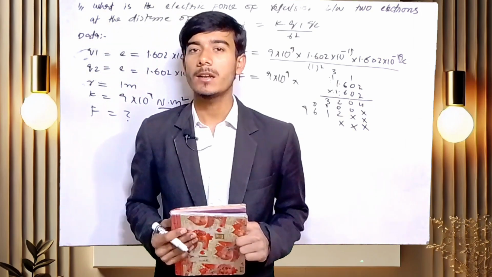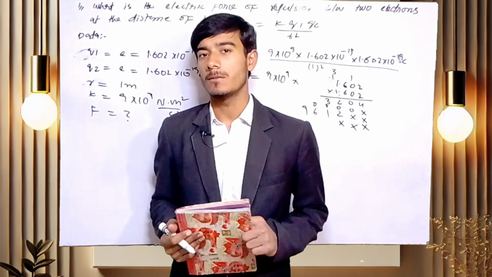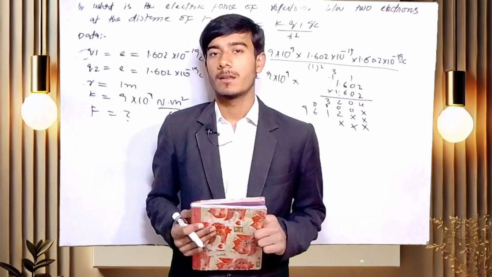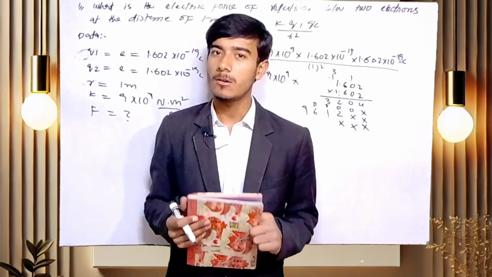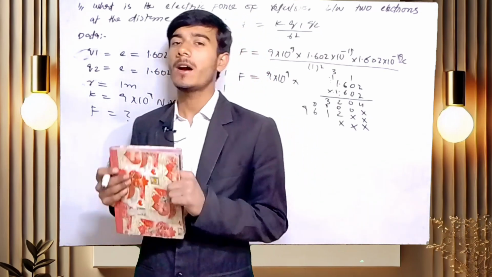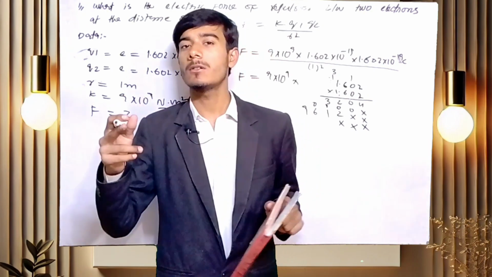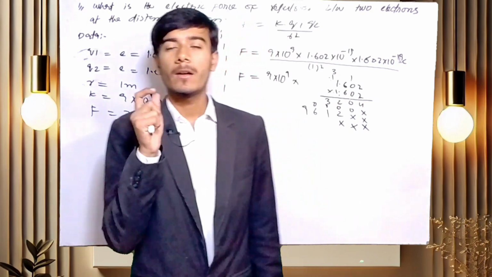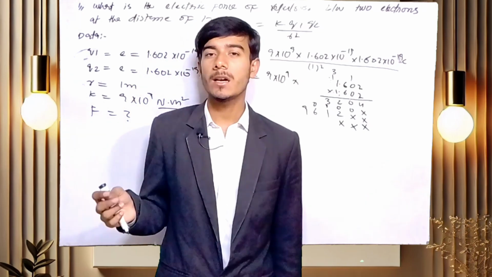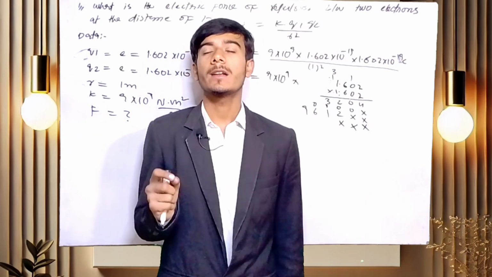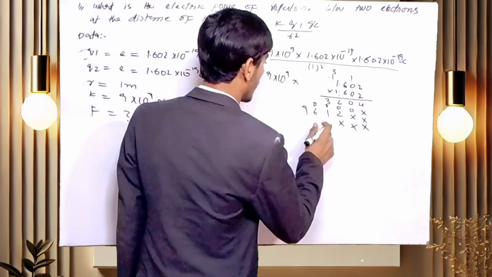And what is the additive identity? Additive identity is 0. Because if I add 0 to any number, the answer will be the same. If I add 5000 plus 0, the answer will be 5000. If I add 1 plus 0, the answer will be 1. So the additive identity is 0, and the multiplicative identity is 1. Okay, let's come back to our topic.